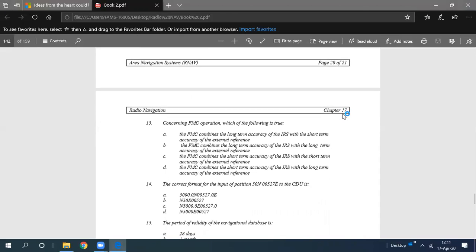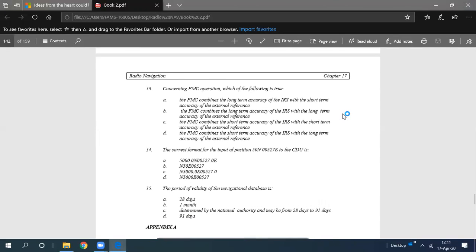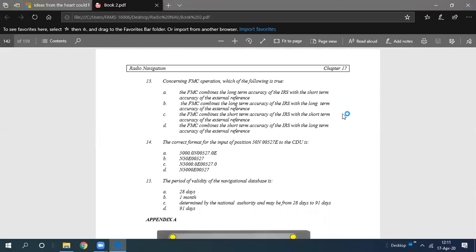Question number 13, 14, and 15. I'll just give the answers for questions 13, 14, and 15. Answer for question number 13 is Delta, 14 is Charlie, and 15 is 28 days. We have discussed this in class. That's all. With this, I have finished my radio navigation syllabus.